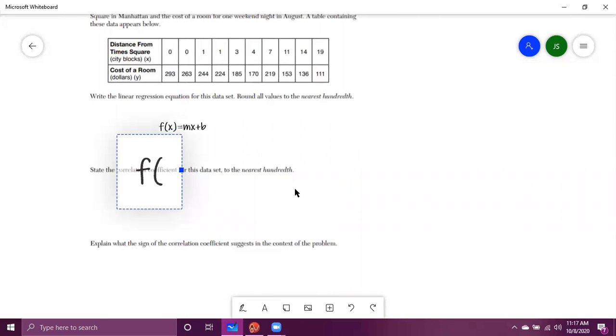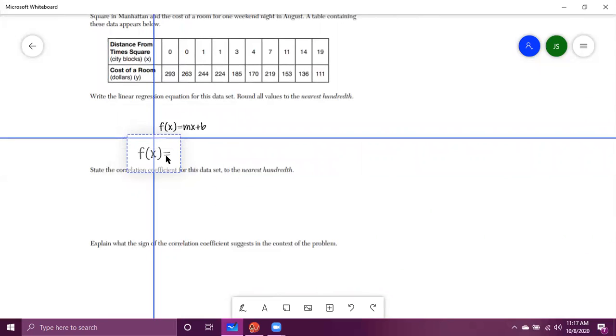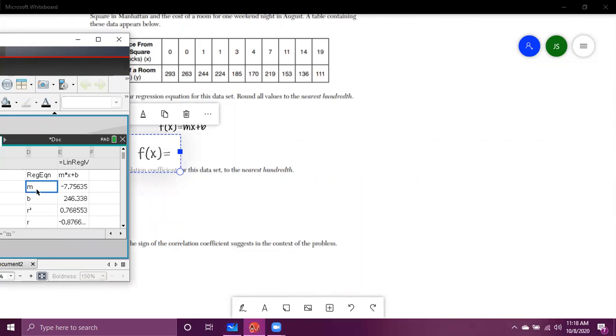So you have f of x equals, and now let's see what it actually equals to. So your m, so we'll look for that m so we can put a value there. So I see here in my calculator that my m is equal to this number right here, but this is asking me to round all values to the nearest hundredth. So remember, we go after the decimal point, we have the tenths and then the hundredths. So the 5 is the hundredths, and I have to look at the number that's to the right of it, the 6, and it tells me that I have to round up. So instead of a 75 here, the 7 and 5, 75, I'm going to have to round up. So that'll be 76. So negative 7.76.